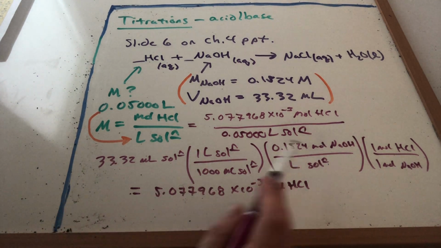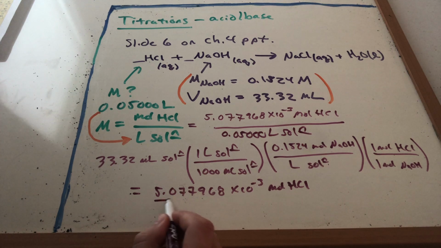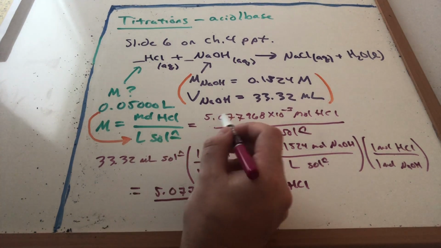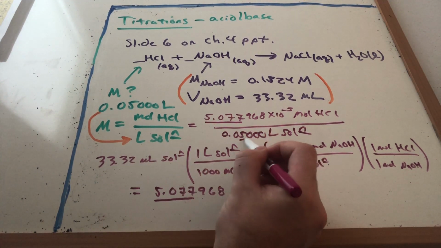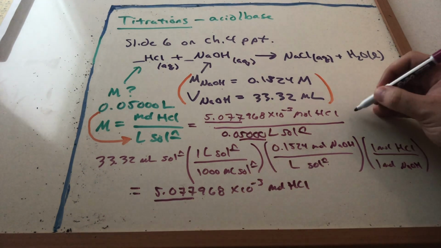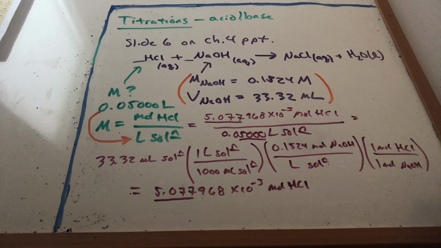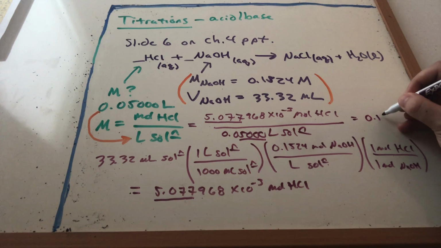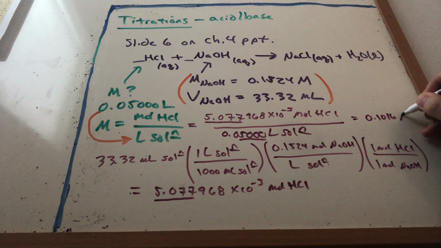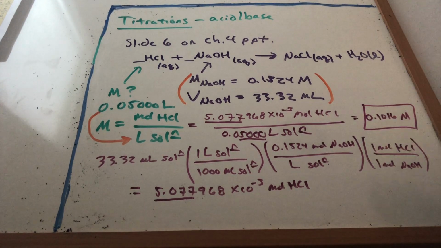Let's keep track of significant figures here. 4 here, 4 here. These two are exact, so this should have 4 significant figures. This has 4 significant figures. So my final answer has 4 significant figures. And what you get is 0.1016 molar.